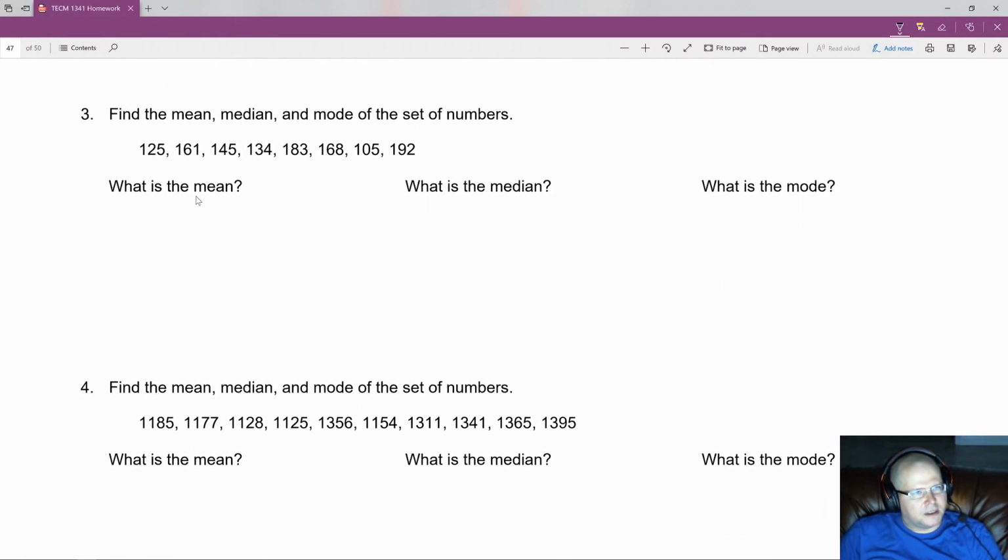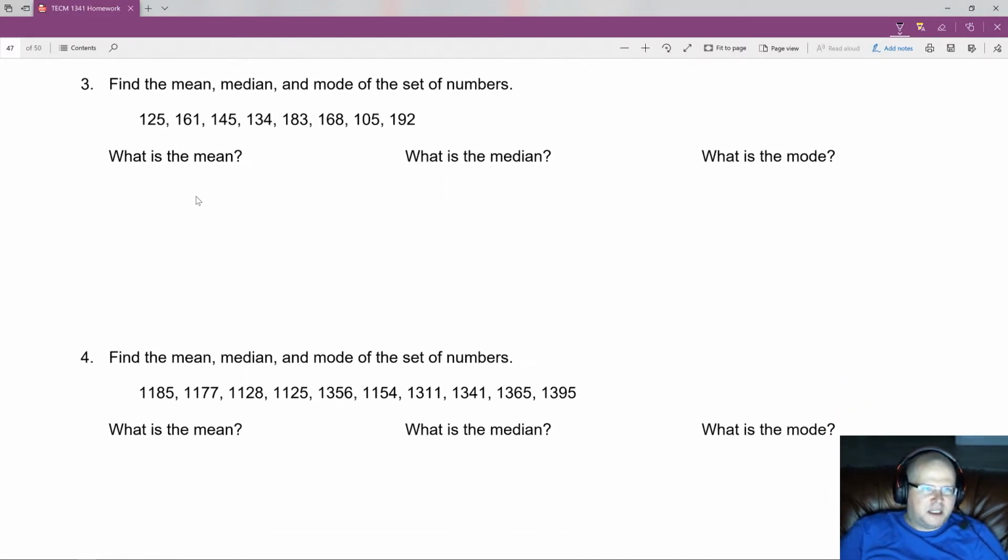Number 3. Got to find the mean, median, and mode of the set of numbers. So if we add all these numbers together, the 125, 161, 145, 134, 183, 168, 105, and 192, then what you would get is 1,213. And then you would divide by 1, 2, 3, 4, 5, 6, 7, 8. And when you divide by 8, what you get is 151.6.